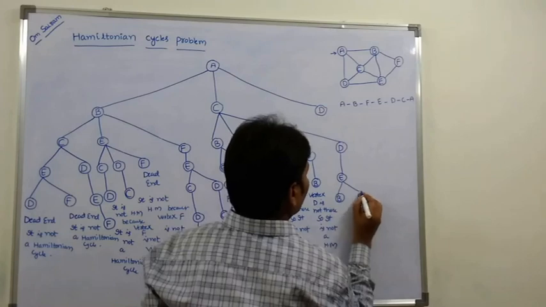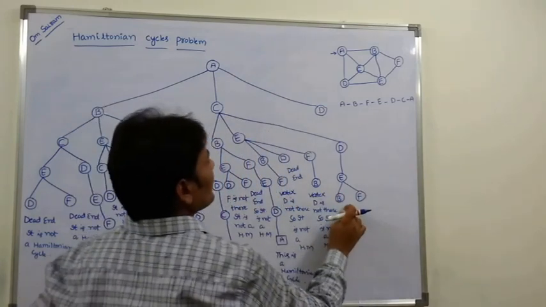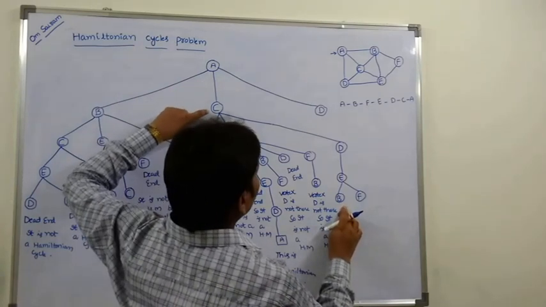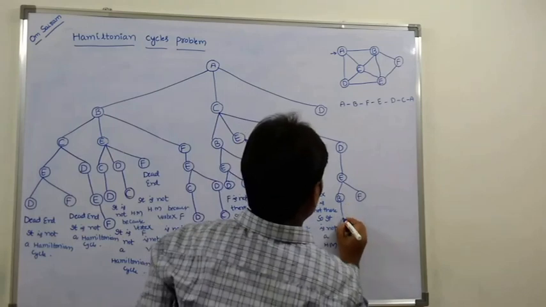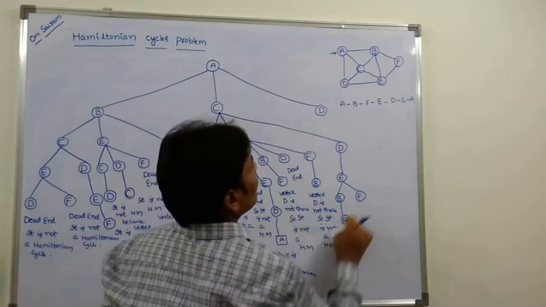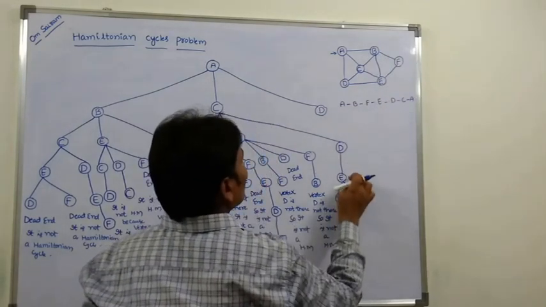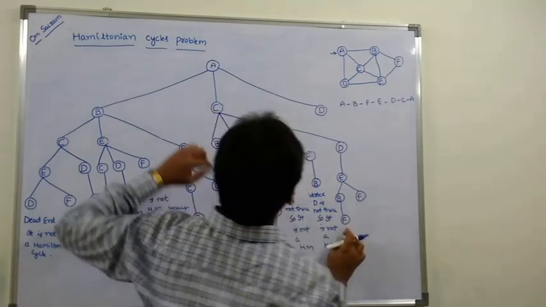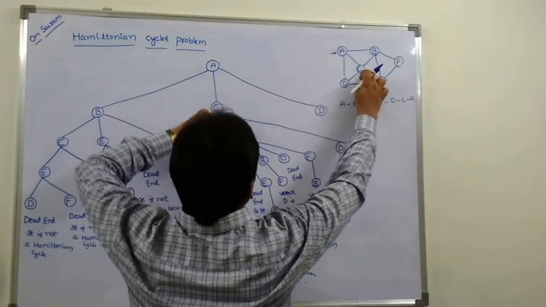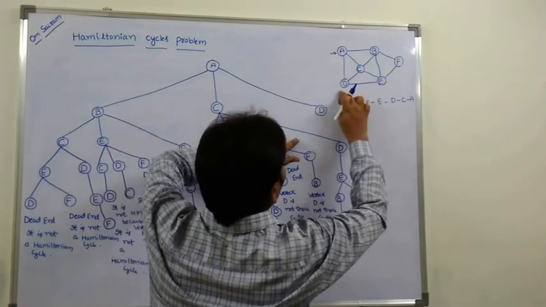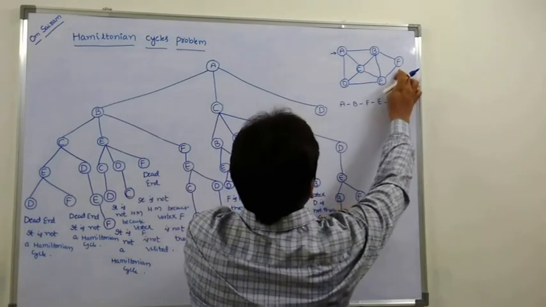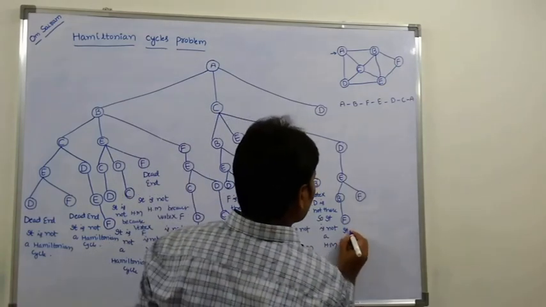B and F. So what are the adjacent nodes for B? So that is A, C, E, F. A is already completed, C is already completed, E is already completed, but F is not there. Next, what are the adjacent nodes for F? B and E. B is already completed, E is already completed. Check whether it is a Hamiltonian cycle or not. A, C, D, E, F. But vertex B, it is not a Hamiltonian cycle.